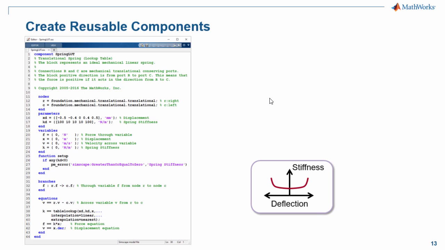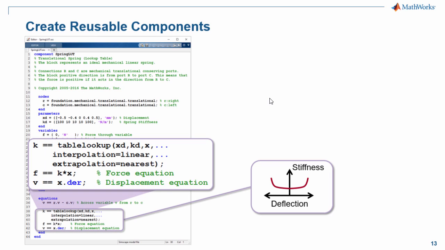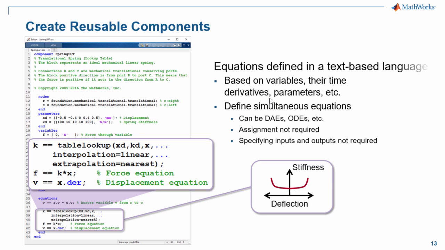In the next section, we define how this component behaves. We wanted to make sure that our spring had a nonlinear stiffness based on its deflection. Here is the Simscape language source code that defines that. There are some important aspects about the equations section. The equations that you see here are based on variables, their time derivatives, parameters, and other quantities. The key difference is that these are simultaneous equations.